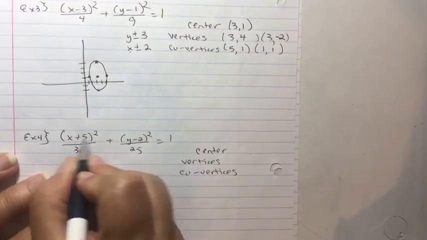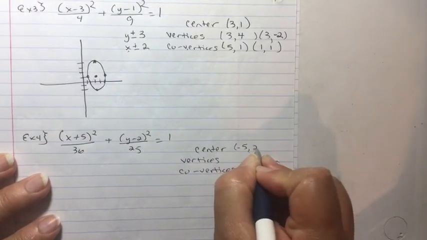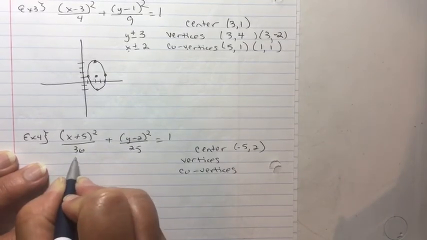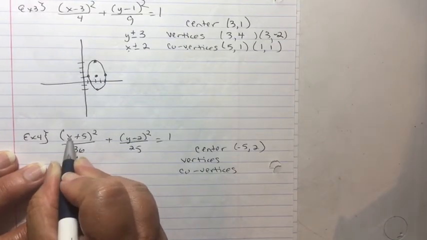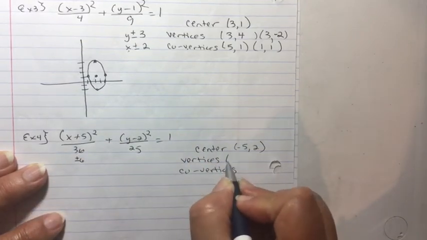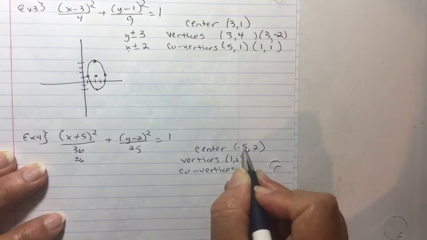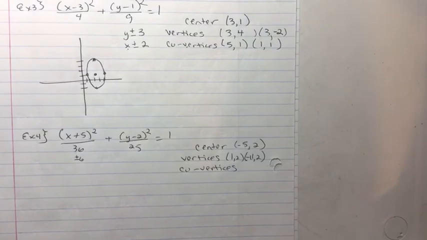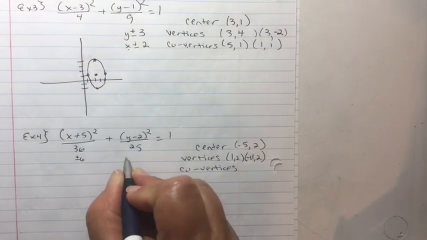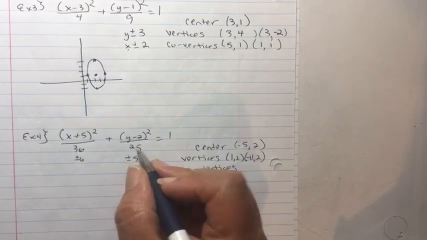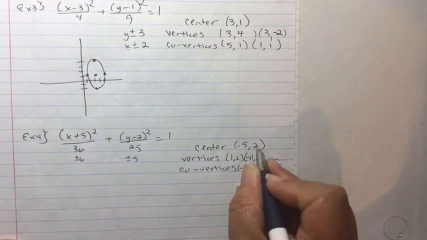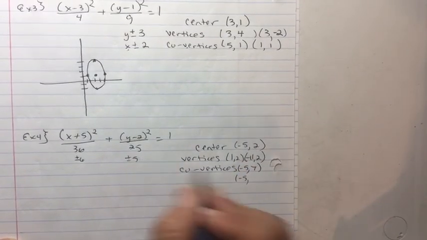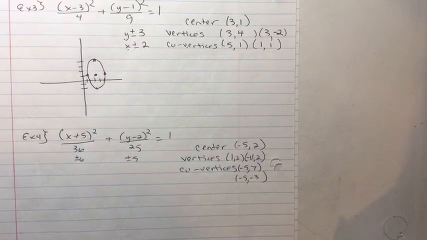Okay, did you get the center to be negative 5, positive 2? And then we're ready. For the vertices, the bigger number is 36, so you're going to add and subtract 6 to the x value. So you have negative 5 plus 6 is 1, and then negative 5 minus 6 is negative 11. Sorry for the loud dog. For the co-vertices, you're going to add and subtract 5 to the y value. So negative 5, and then 2 plus 5 is 7, and then 2 minus 5 is negative 3.